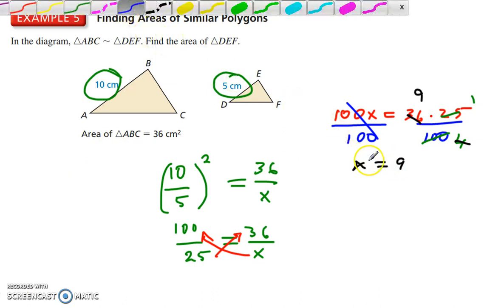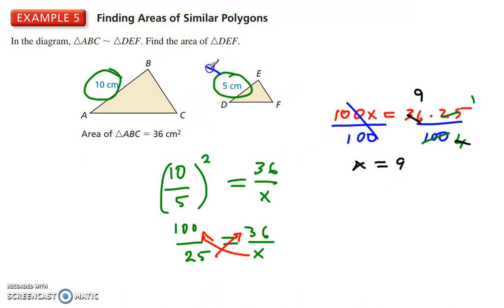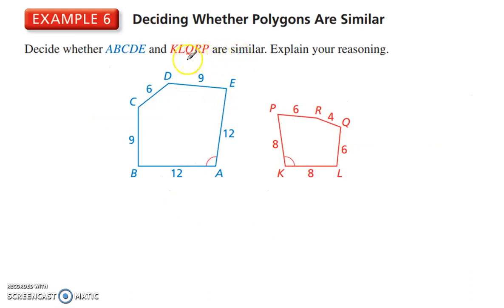If I want to go back and check that, remember from 5 to 10, what did I have to do? I had to do times 2. So to find what I have to do with the area from here to there, I'd have to do 2 squared, which is 4. So 9 times 4 gives me 36. Cha-ching! Correct. Very nice.